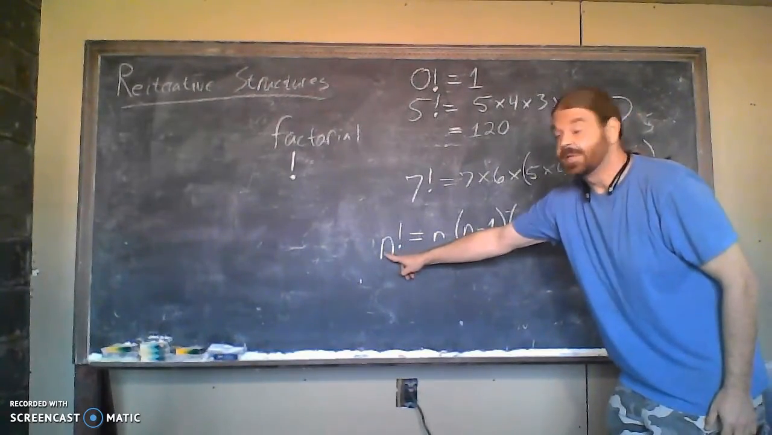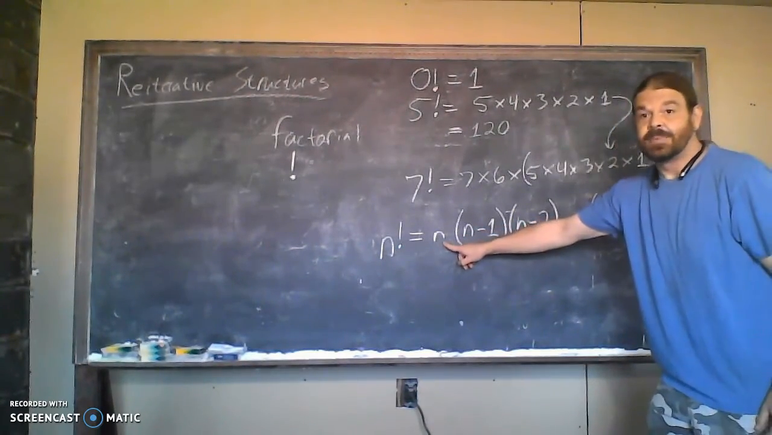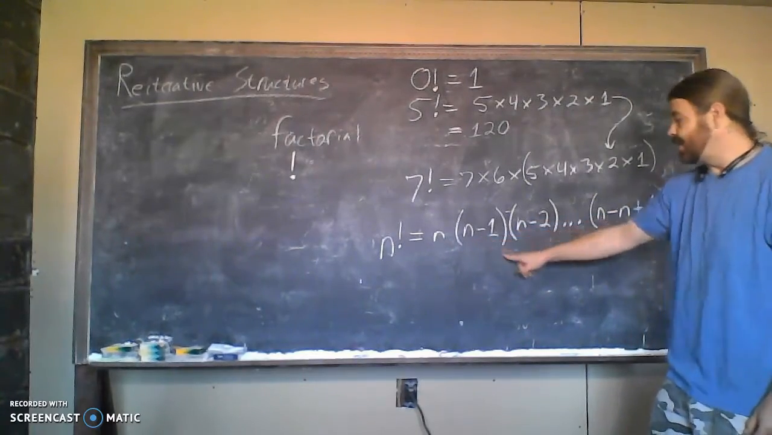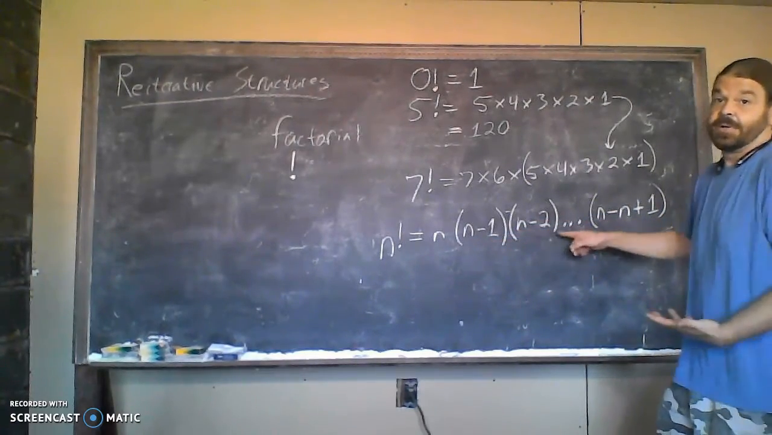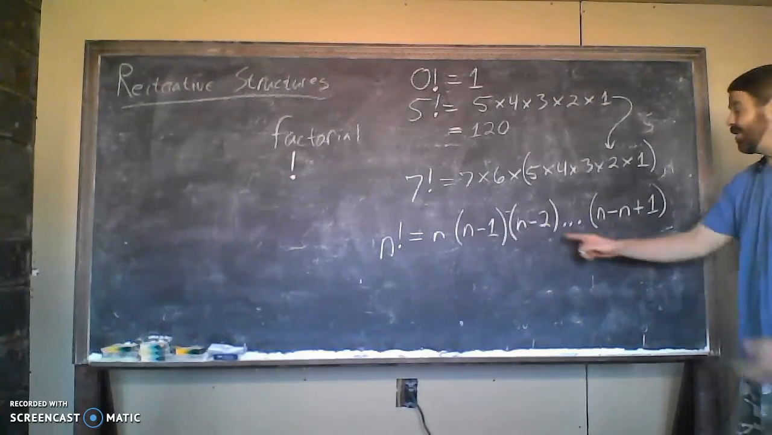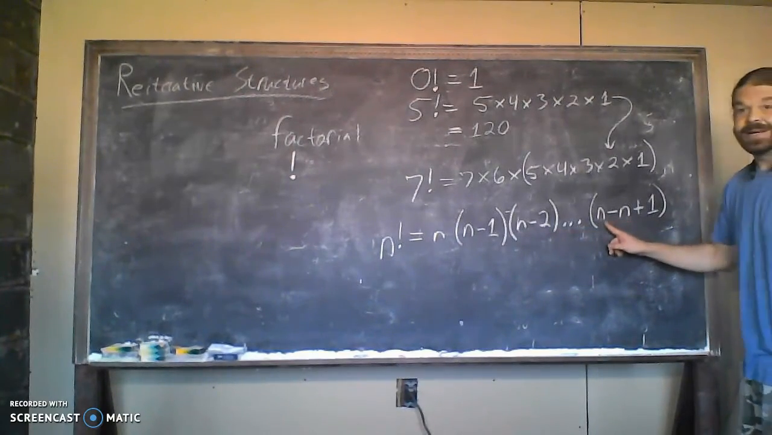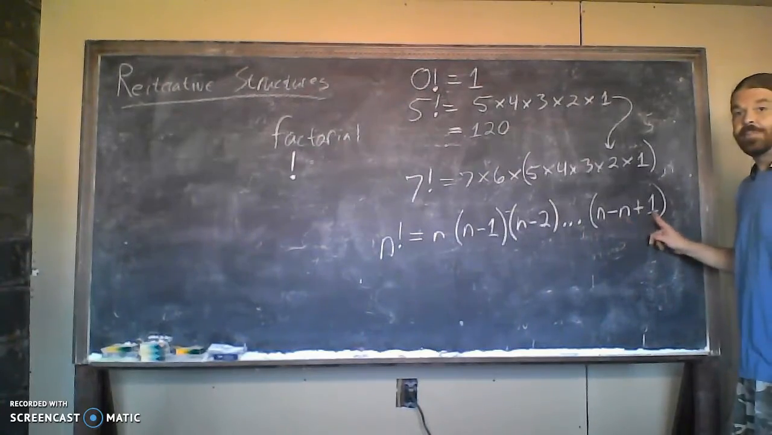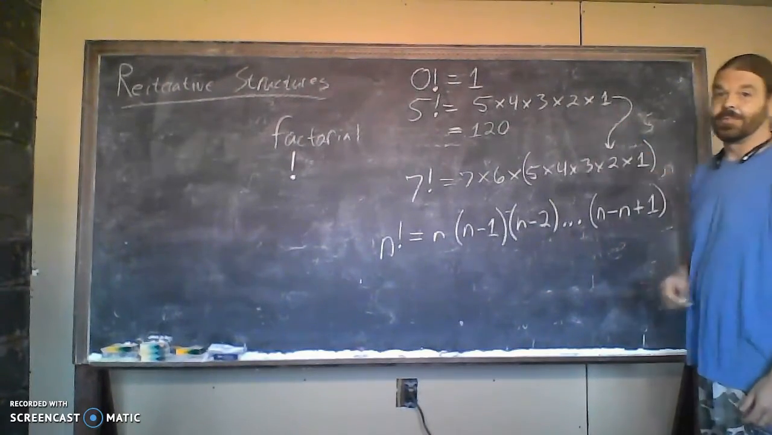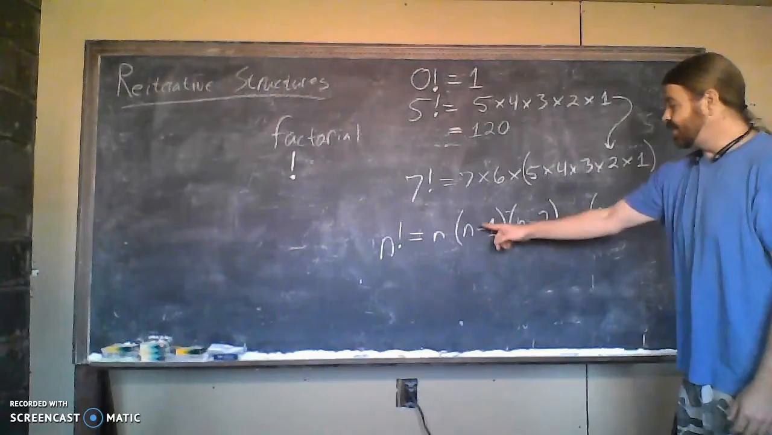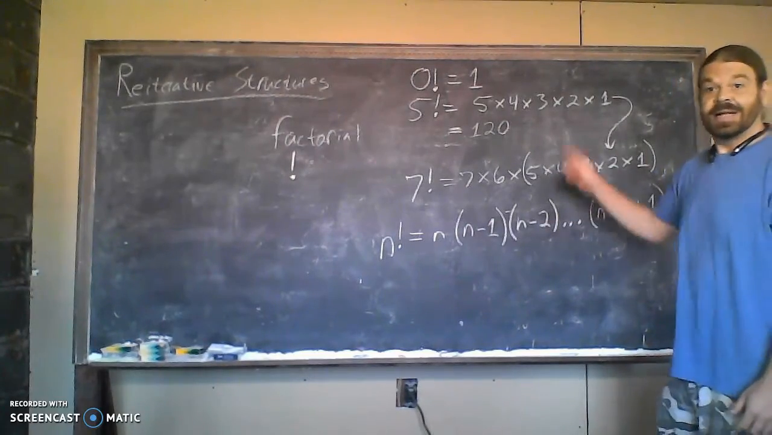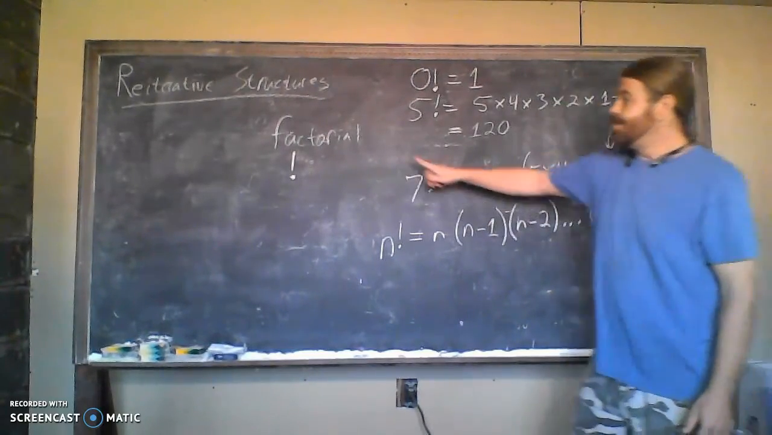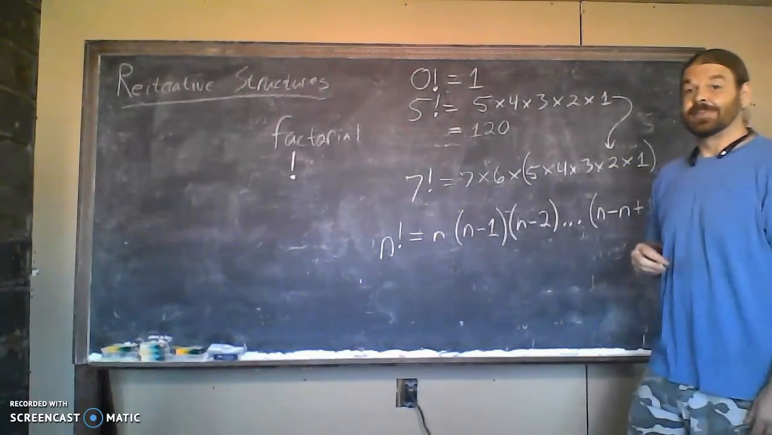So the factorial of some number is that number times one less than that number times two less than that number, and so on. Three less than that number, four less than that number, all the way down until we get to that number minus that number. But then we want to add 1 back because we want to stop when we get to 1. So that's the example we're going to use. That's the math operation we're going to use in all our examples today.